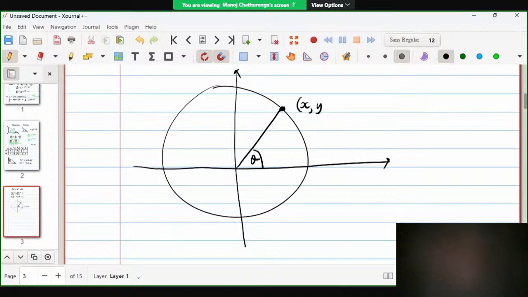Take this point x and y. Let's say the radius of the circle is r, center is the origin. Now, if you remember our discussion on lines and Cartesian geometry, equation of this circle is just x square plus y square equals r square. Another application of the Pythagoras theorem. Now, this angle theta determines this point x comma y.